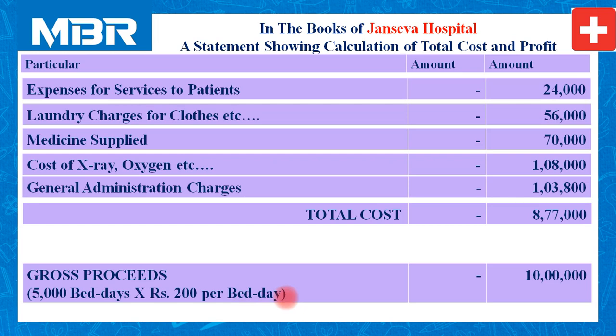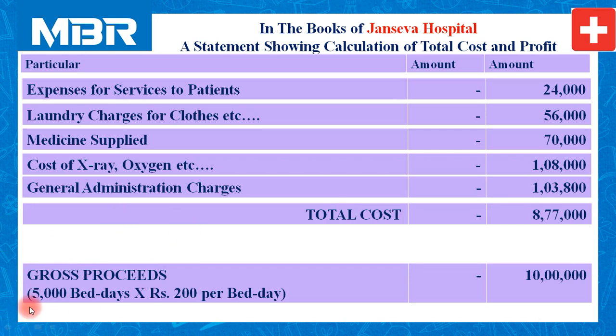As I discussed at the time of discussion of short questions, you can say it is a bed day, patient day, or patient bed. These three terminologies are used interchangeably. The hospital has collected rupees 200 per bed per day from each patient. Now, how many patients are there in the year? 5,000. In the first step of calculation, we have completed the calculation for bed days.